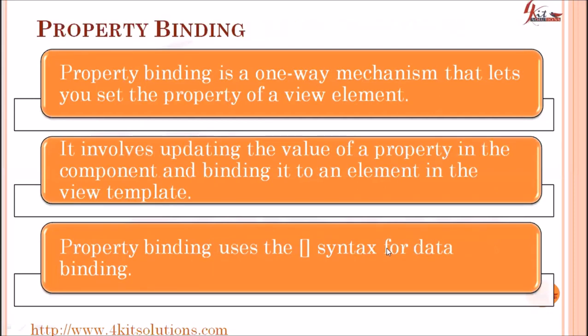Then we have property binding. Suppose we know some properties. Say we create a button, it has one property, disabled. Property means additional attributes. Suppose we have an image tag, it has some attributes like src, the source of the image, and alt, the alternate text if the image is not displayed. And a button has this disabled attribute. So we can also bind this with my class, with my TS code.